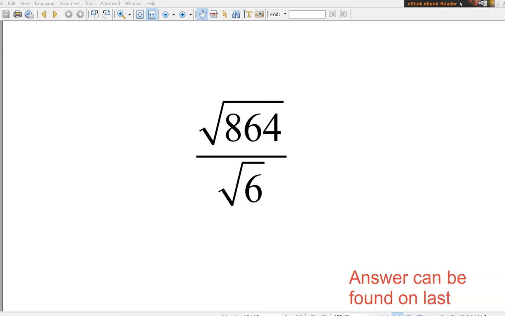Square roots. Well, I don't know the square root of 6 or the square root of 864, but I can divide those two. So 864 divided by 6. Oh, look at what happens when you divide those. You get the square root of 144. And what's the square root of 144? 12.